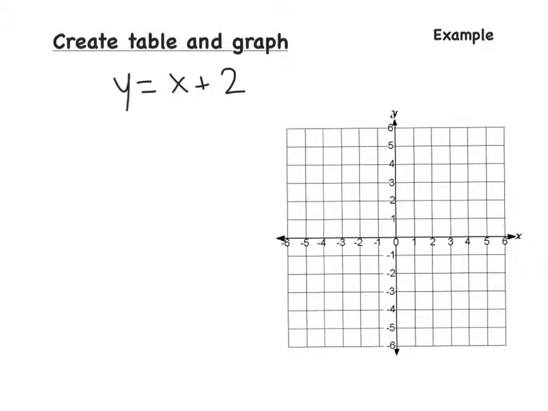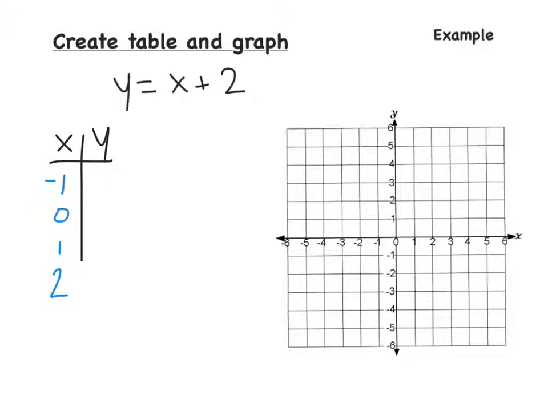For this example, what I want you to do is to create a table and graph it. So I'm going to give you the equation y equals x plus 2. The very first thing that you could do is create a table. Remember, we have our x and our y, so we can just create an x and a y table. Now, all that we would need to do is to come up with any numbers that we want for x. So I can just start off with -1, 0, 1, and 2.